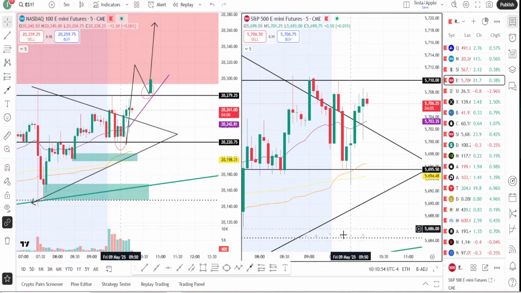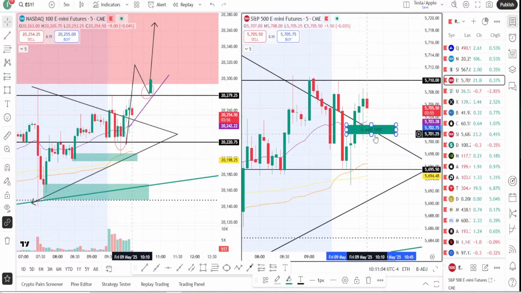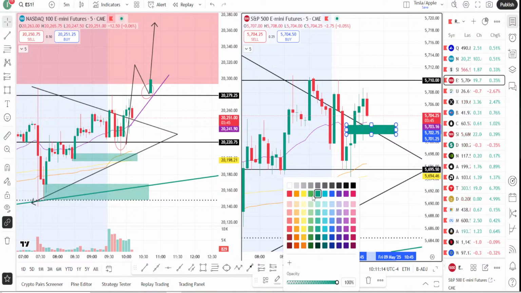Alright, I don't know if you guys caught that, but that was a nice pullback here to this fair value gap right here on the ES, and we immediately got a push higher. If we stay above this zone right here, I'm expecting the market to push higher. There we go.